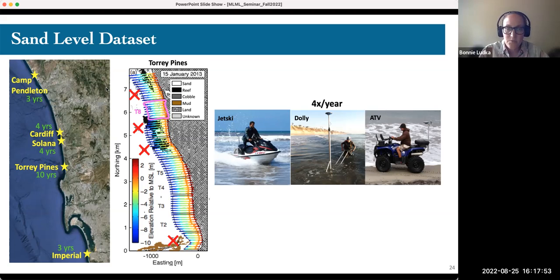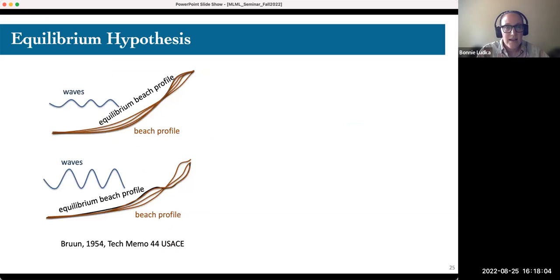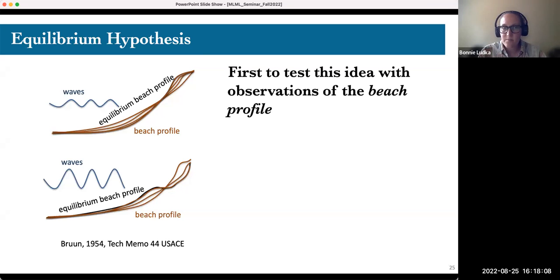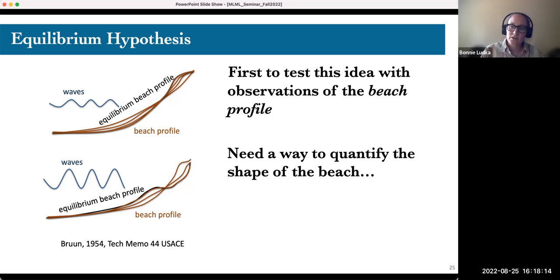And a site that I call T8 is one site that I'll be showing you throughout the next few slides. So if you'd like to keep that in mind, that's where this one is. And again, we're setting out to test this equilibrium hypothesis, and we're the first to test this idea with observations of the beach profile. And in order to do that, we need a way to quantify the shape of the beach, to put a number on the beach state.